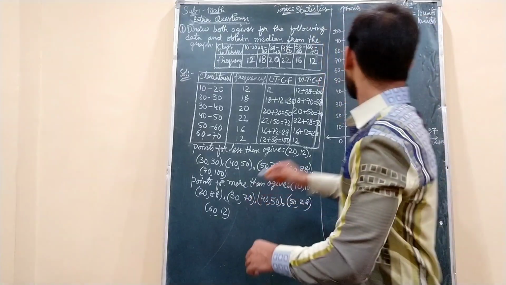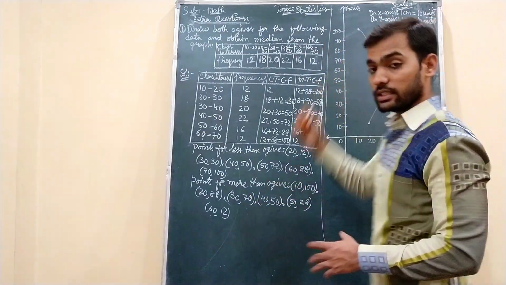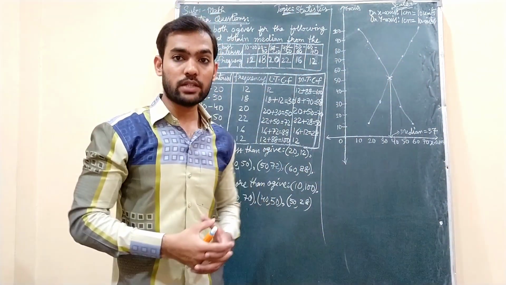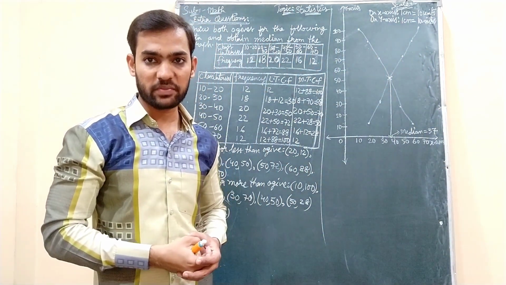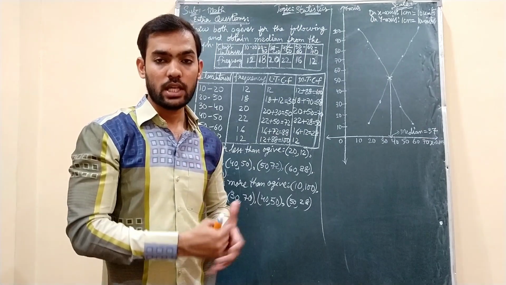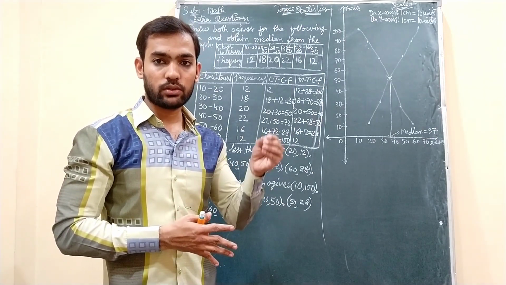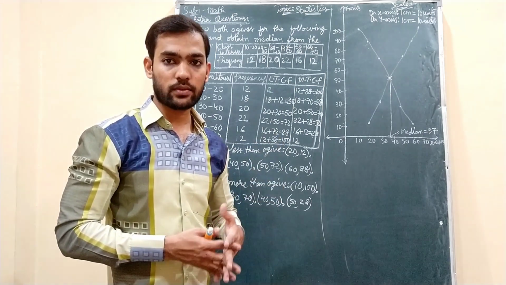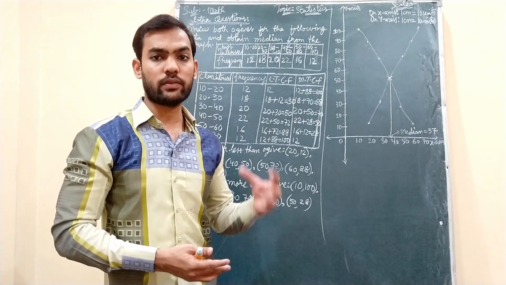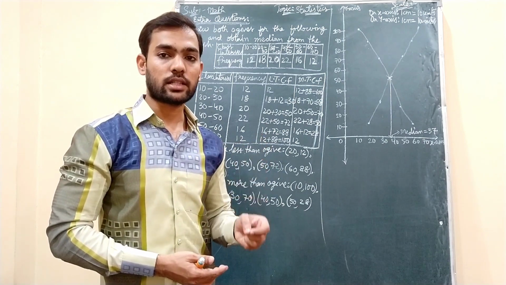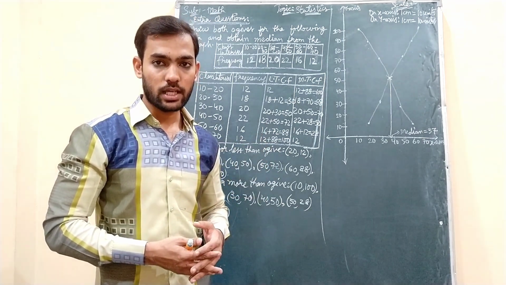Okay, students. So in this question we have learned how to draw both the ogives and how to obtain the median from the graph. After drawing both the ogives, we need to take the intersection point of them and we need to draw a straight line towards x-axis, which means perpendicular line towards x-axis, and wherever that line touches x-axis, that represents your median.